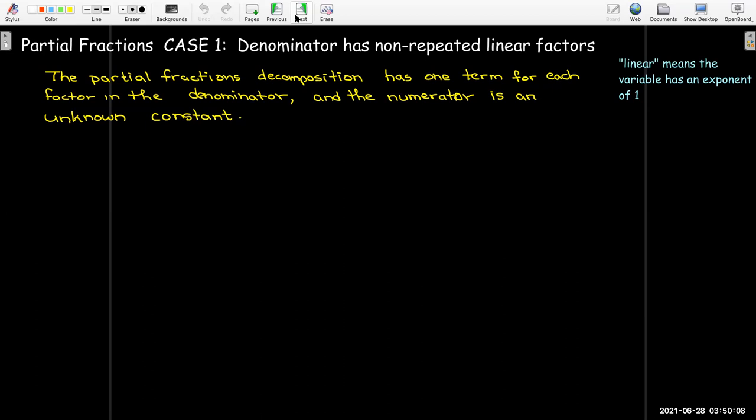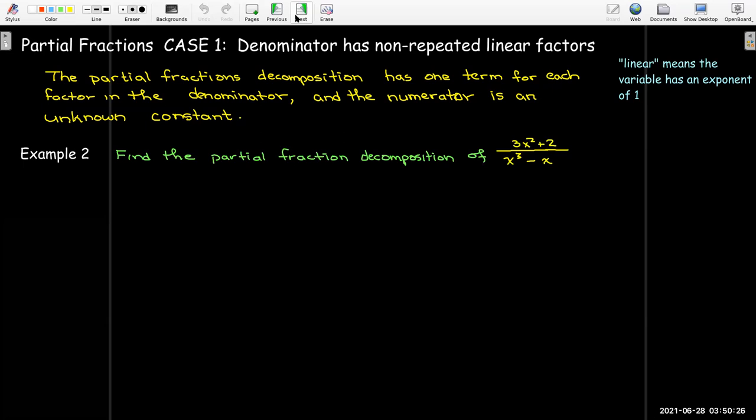And for all of these partial fraction techniques, all four cases, it's actually pretty hard to write down a clear explanation. But once you see the examples, it's much clearer.